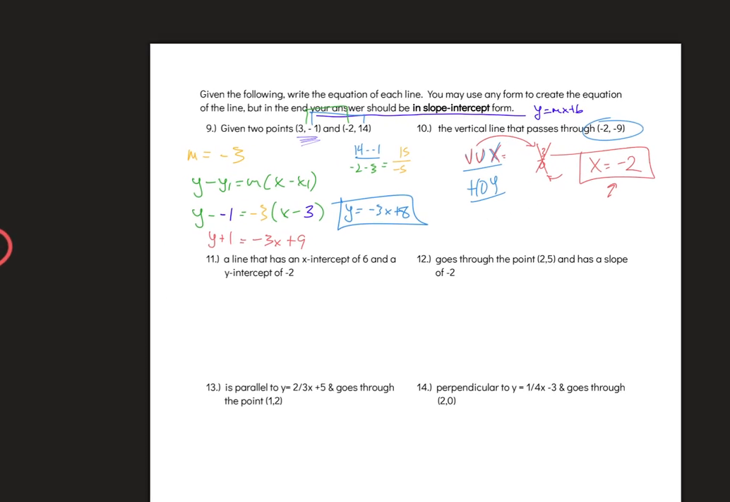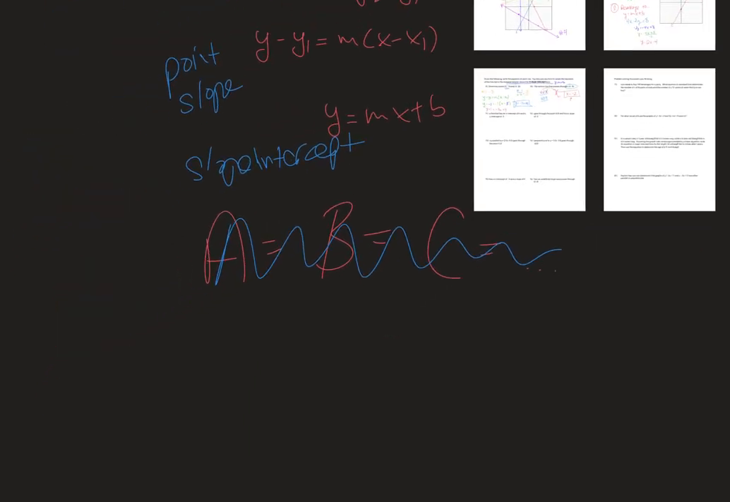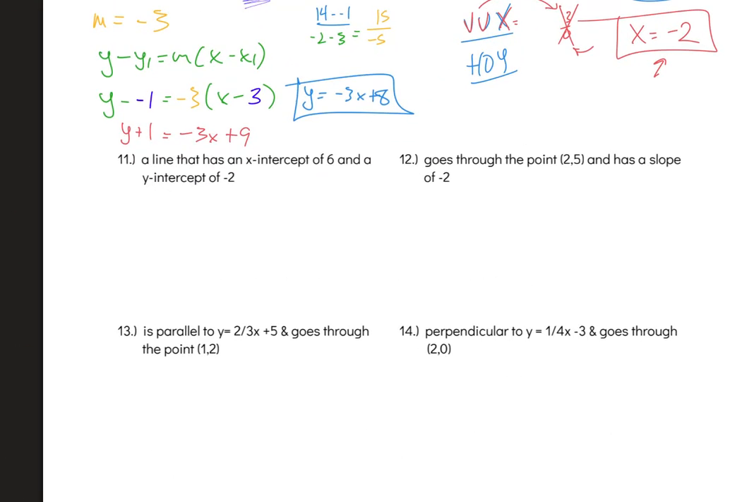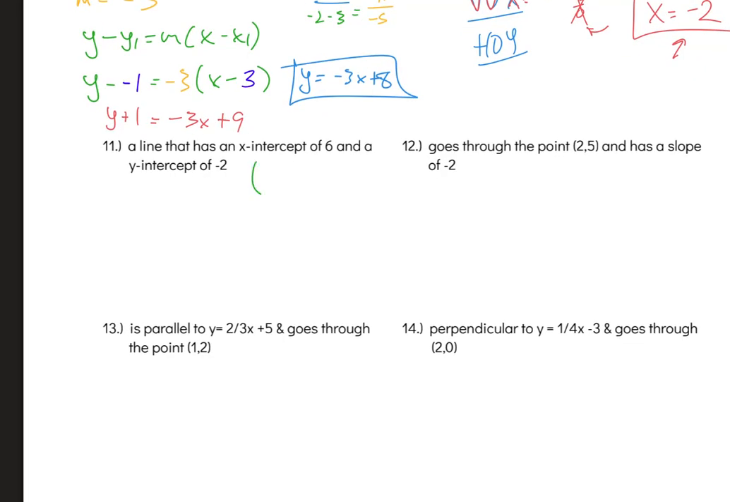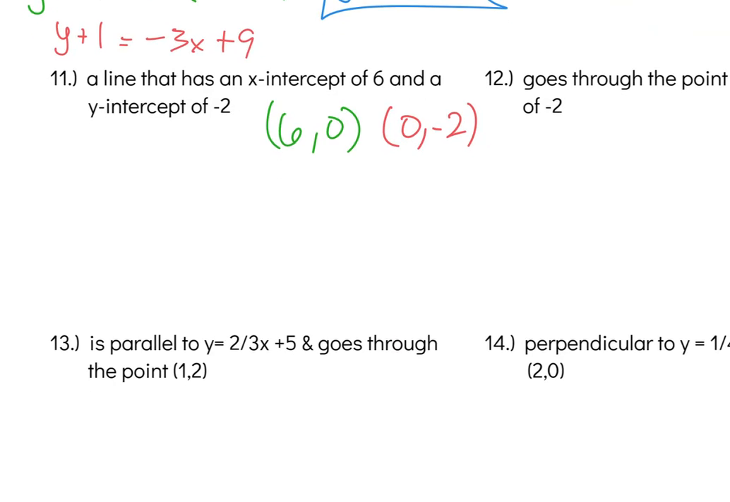That's it. Number 11, a line that has an x-intercept of 6 and a y-intercept of -2. Now, this is the part where you might think it's going to be this. I'm still not doing that. Instead, the x-intercept is (6, 0). The y-intercept is (0, -2). I'm going to do point slope form again. I'm going to find the slope, -2 minus 0 over 0 minus 6. That's 1/3. That's my slope here.